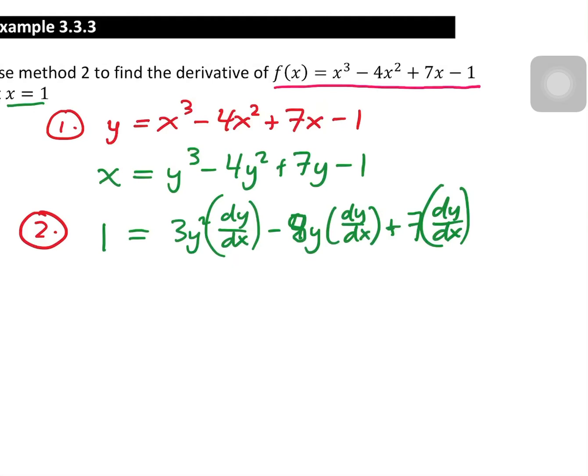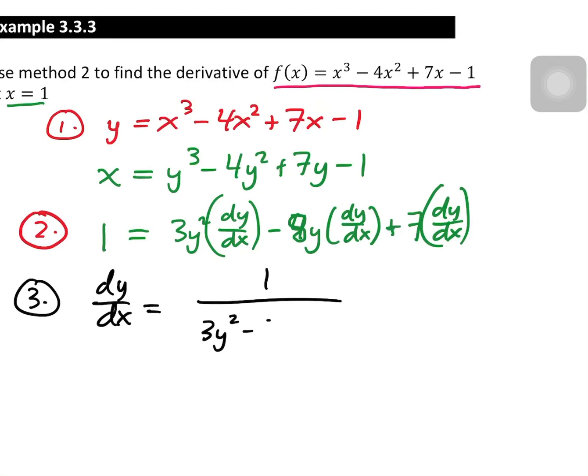So in this case, in the third step then, I would solve for dy dx. Dy dx would equal 1 over 3y squared minus 8y plus 7. And I did that by factoring out the dy dx in every term and then dividing both sides of the equation by the coefficients 3y squared and negative 8y plus 7.